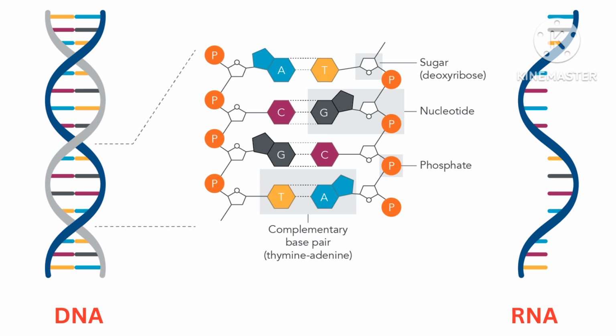DNA is double-stranded, with complementary base pairing between purines and pyrimidines: A pairs with T, G pairs with C, through hydrogen bonds. RNA is single-stranded, with A pairing with U instead of T, and G pairing with C.